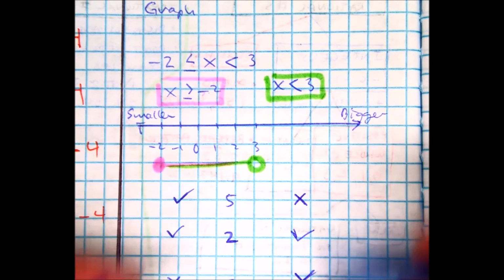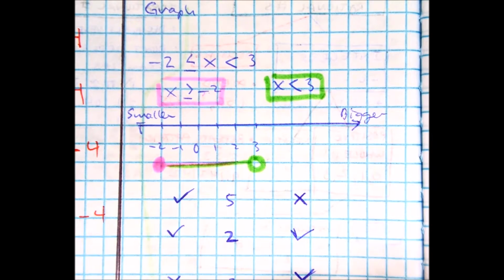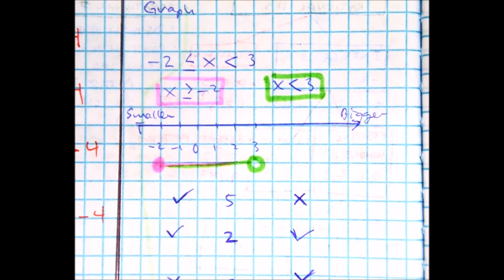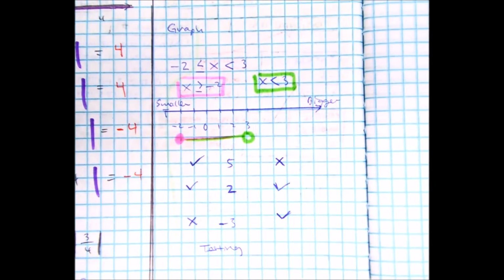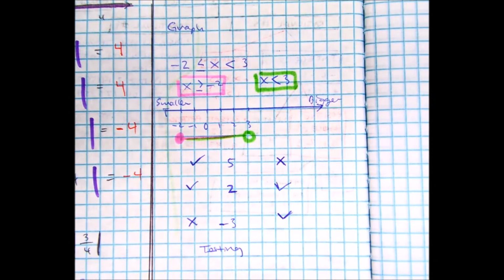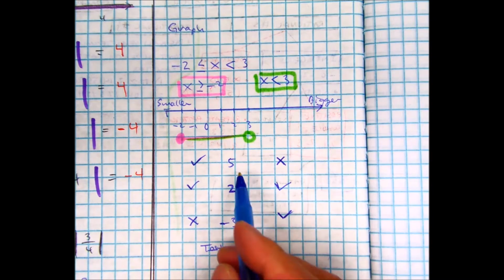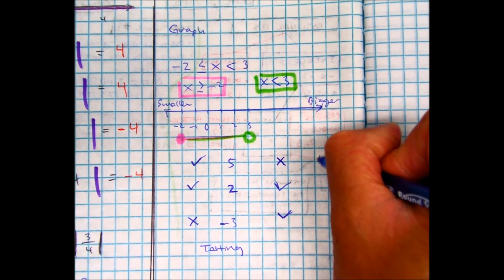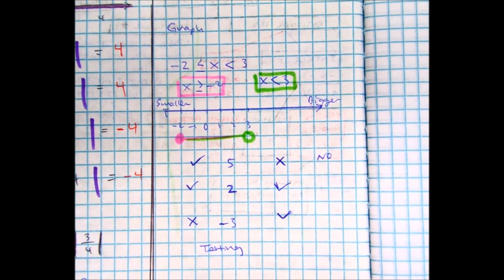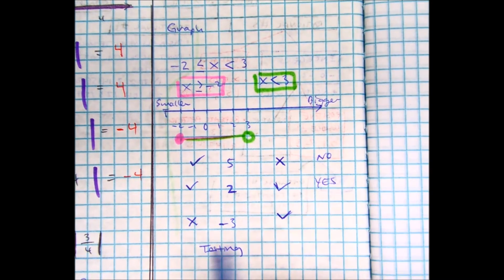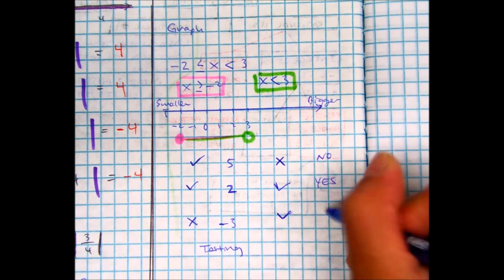Now this idea is called testing. Everyone say testing? Testing. We're actually testing the inequalities. Your phone is always testing what you're doing on your phone. The amount of pressure, the number of fingers, the gestures, right? So, class, yes or no, is 5 a solution? Is 2 a solution? Is -3 a solution? No.